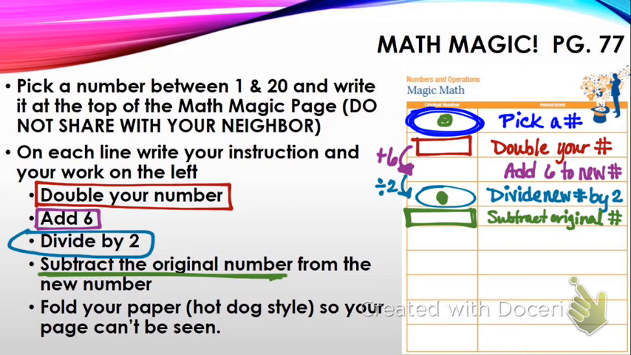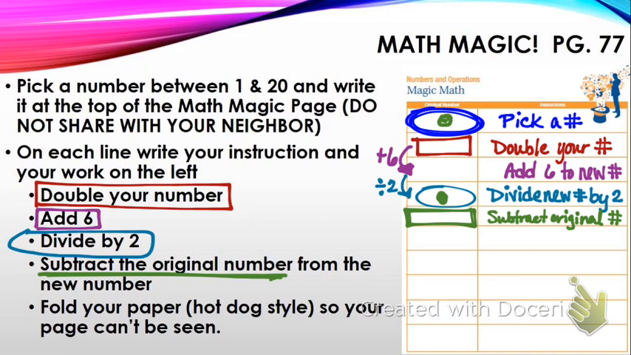And then you're going to add more to it, right? Whatever you got after you doubled it, you add 6 to it. So now it's even bigger. After you've doubled it and after you've added 6, you're going to divide it by 2. So you'll cut it in half. And then whatever you have here, then you'll subtract your original number from that. Double check your calculations. You should have a positive number.